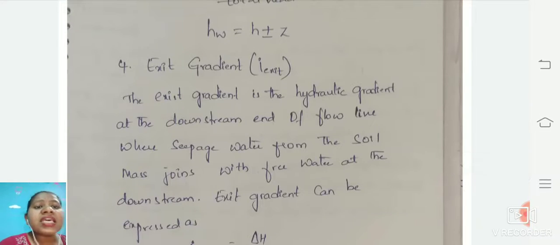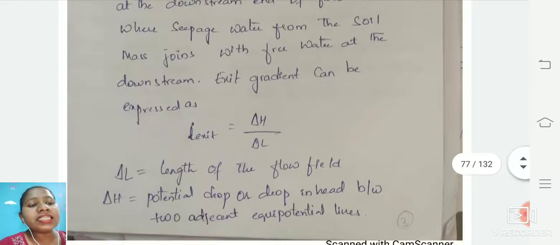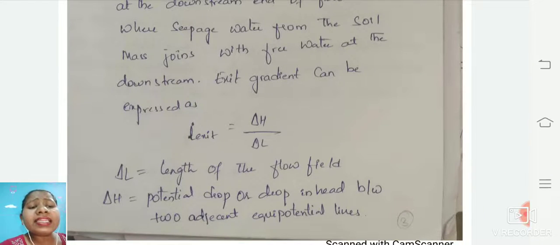Then the last one is exit gradient. Exit gradient is nothing but the downstream, where the water comes down to the end of the seepage to join the free water, that means after seepage the water goes and joins some already present water. That is your exit gradient. For that we have delta H by delta L, where delta L is the flow field length, and delta H we already studied as the potential drop between two adjacent equipotential lines.